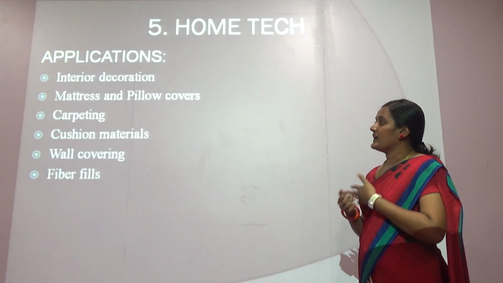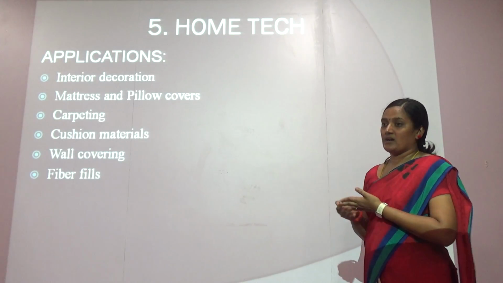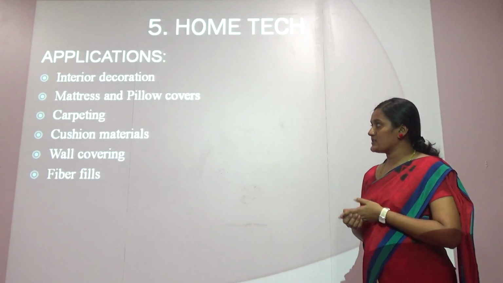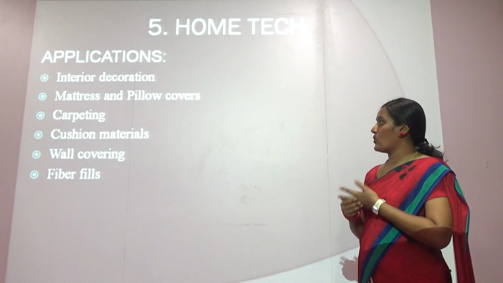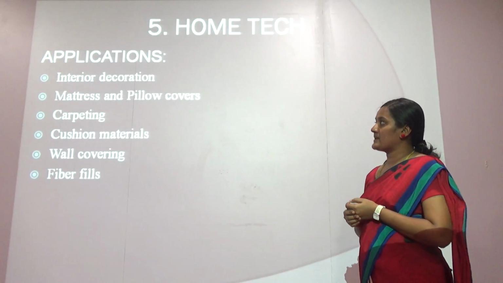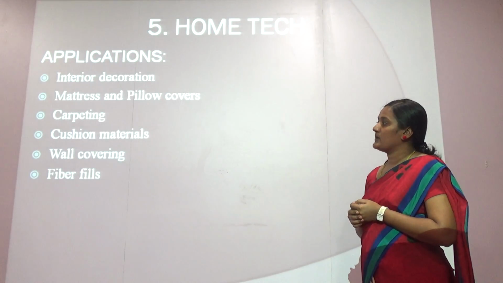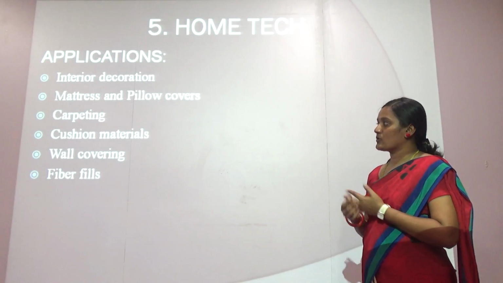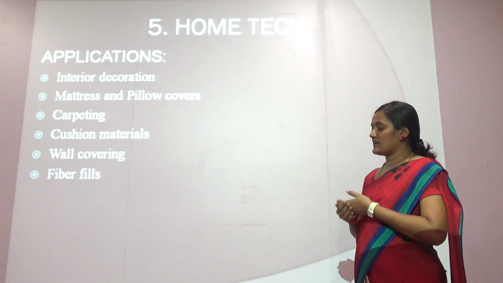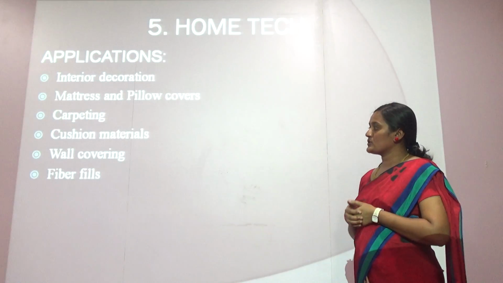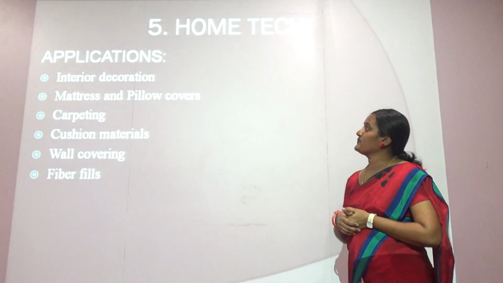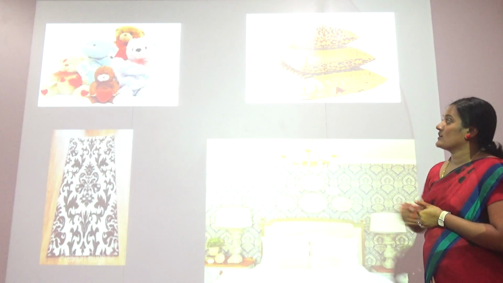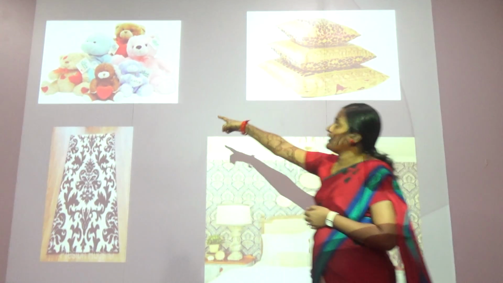In interior decoration, we can see cloth materials used for covering walls, floors, etc. And there are mattress and pillow covers, carpeting, cushion materials, and fiber fill, which is nothing but the stuff used to fill soft toys. Next. So this is the photograph.